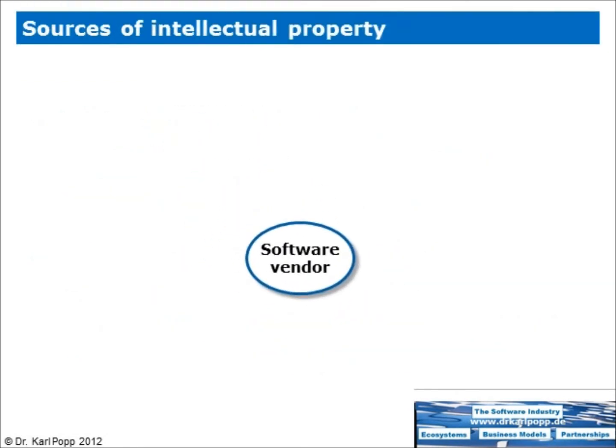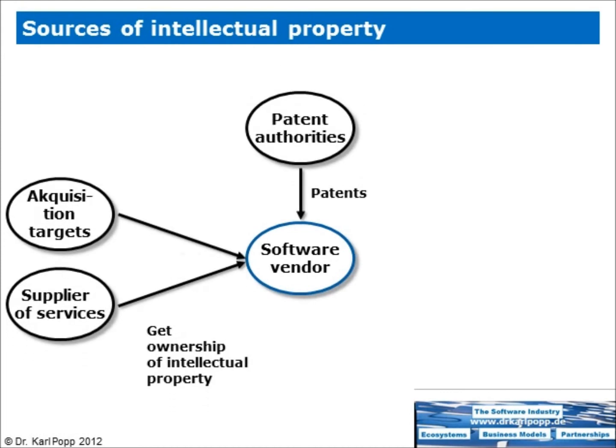Let's have a look at the sources of intellectual property. Well, first and foremost, the main source is the software vendor itself, with copyrights and trademarks, and of course also patents that have been granted to him from patent authorities.